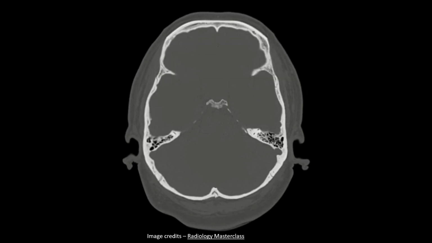Okay, so now it's time to dig into the base of the skull. So we have these two pointy structures over here, which happen to be the lesser wing of sphenoid. So let me clear that.